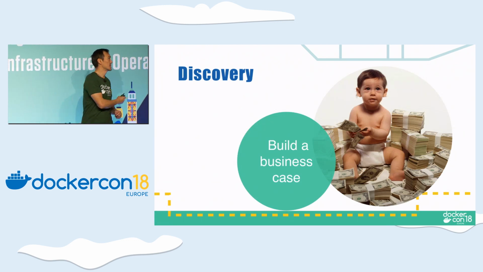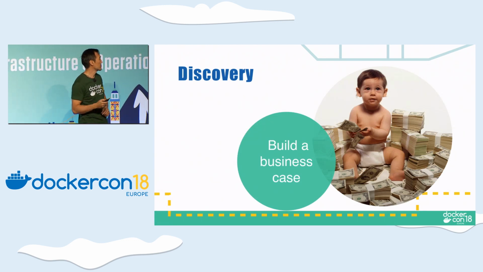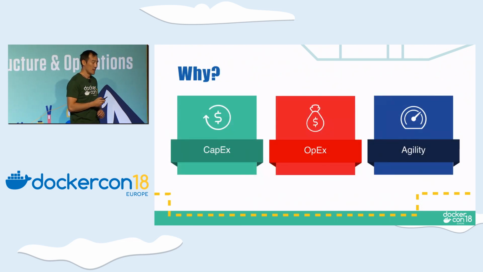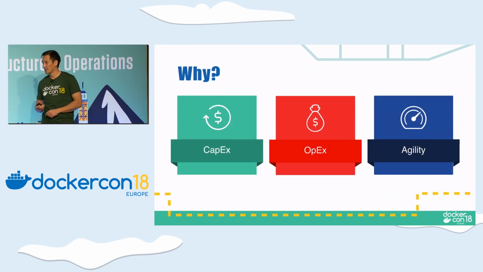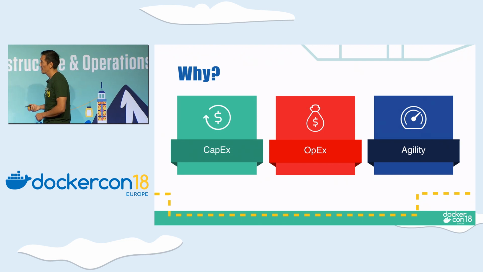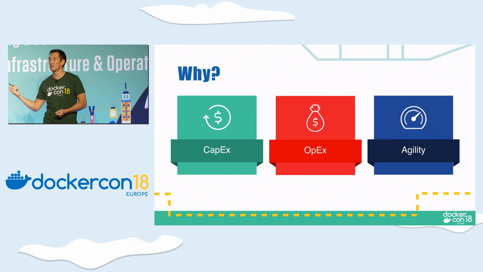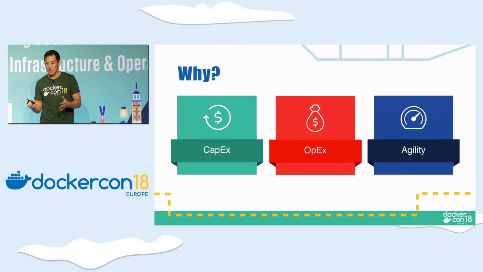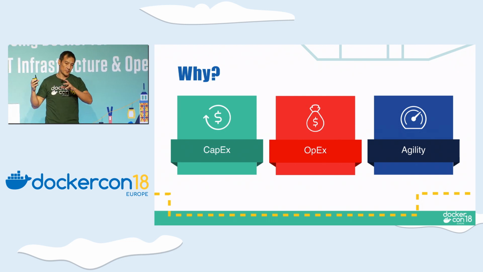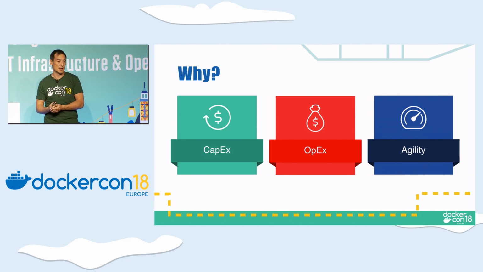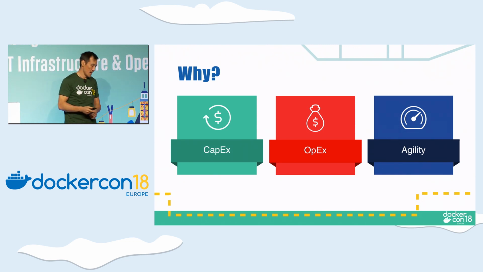Okay, build a business case. Now one thing to ask yourself is why? Why are we doing this? Now there's several main reasons that we see with our customers. The first reason that comes to mind is very easy. Capital expenditures. We all know that containers are lighter weight and smaller than VMs, so you can get a much higher compute density. So that's one reason.